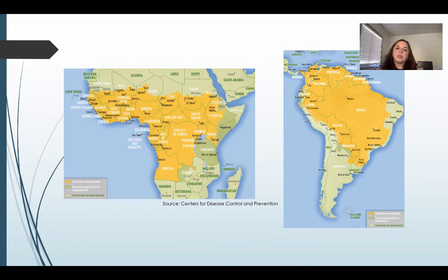So here we have some maps that show where the disease is most prevalent. This is from the CDC, and it's based on vaccine recommendations. The yellow areas show areas where a vaccine is recommended for people traveling there. The dark green areas, generally a vaccine is not recommended for these locations. However, depending on the time and if there's any current epidemics going on, a vaccine may be recommended. And the light green areas, generally a vaccine is not recommended because yellow fever is not really a threat at all.